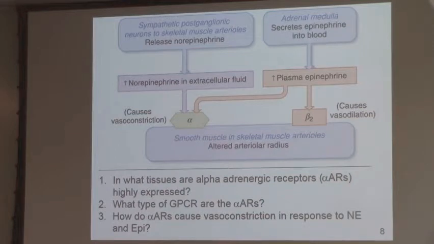Okay, everybody clear on that logic? So now we're constricting the blood flow to the digestive tract by activating alpha adrenergic receptors in the arterioles that feed blood to the digestive tract. What type of GPCR are those? Some of you may have even looked it up. That was allowed.